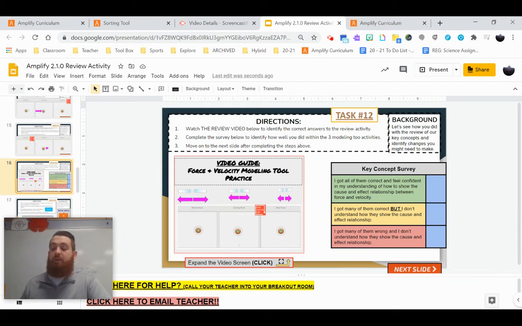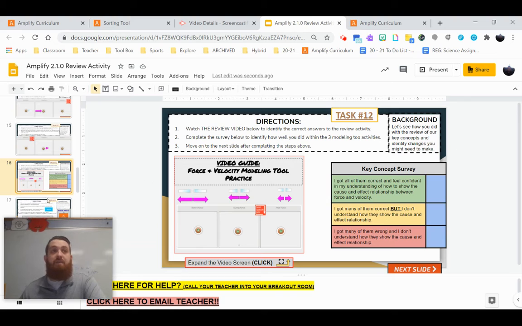Hey everybody, Mr. Regan here, and today we're going to be looking at how to complete the force and velocity modeling tool practice that we started. We're going to be looking at some right answers here, and then we're also going to be looking at some variations with how we use our different modeling features to show that cause and effect relationship between force and velocity.